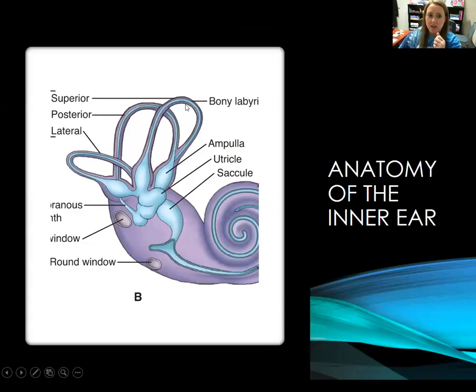And then we have our inner ear. And how do I get that off the screen? That's weird. Sorry, I can't see my notes.